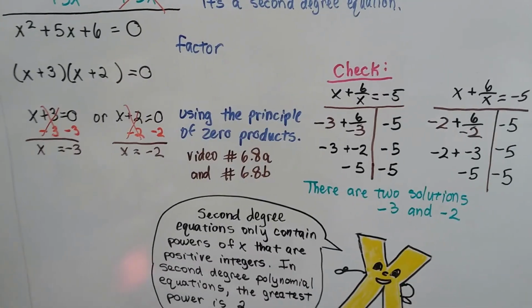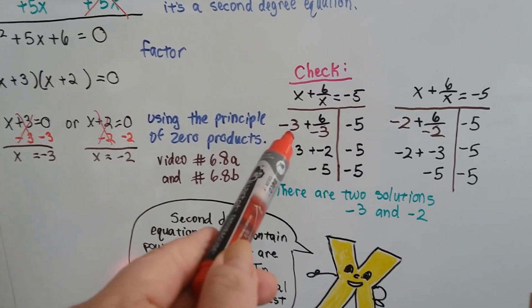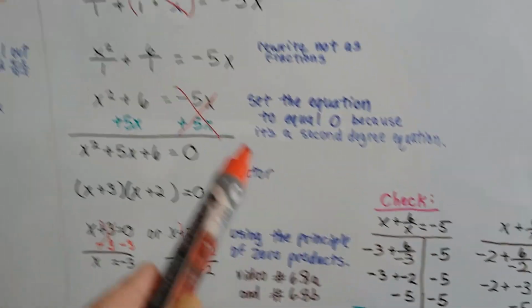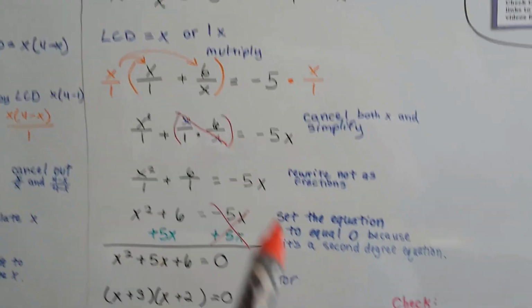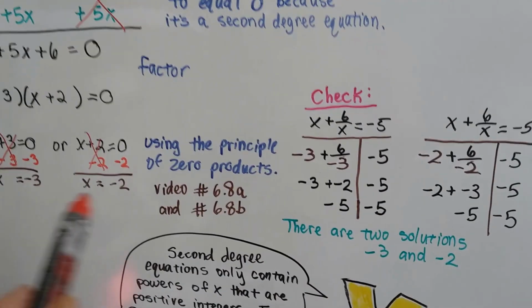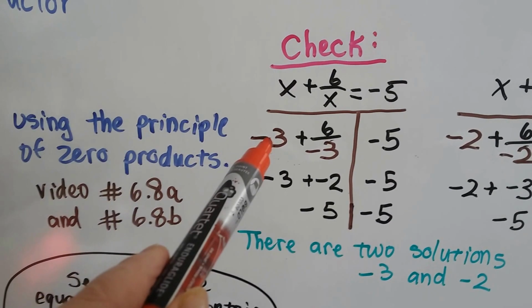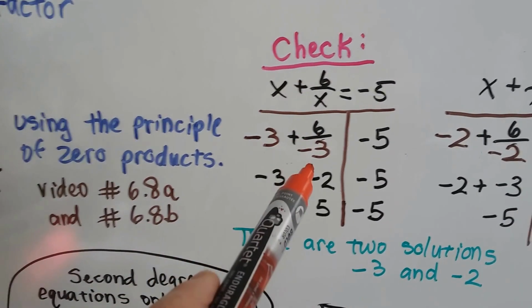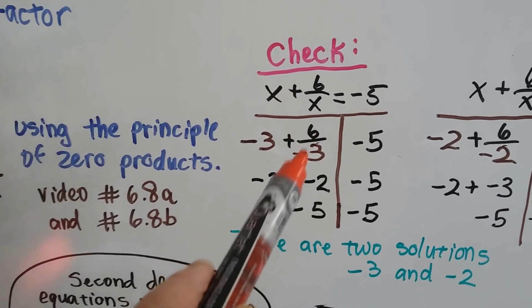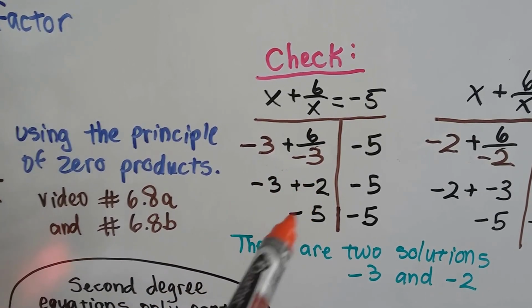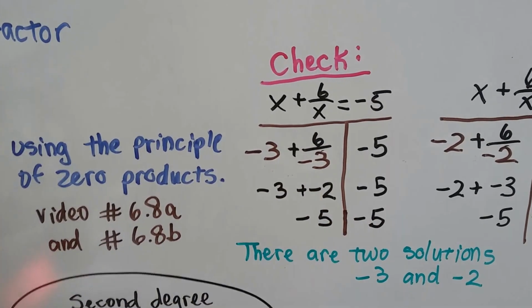So we check it. And we plug in negative 3 into our original equation, x plus 6 over x equals negative 5. That was our original equation. So we plug negative 3 in to see if it works. And instead of x, we have negative 3 plus 6 over negative 3. Well, 6 over negative 3 is a negative 2, isn't it? So we have negative 3 plus negative 2. Yeah, that equals negative 5, so that works.